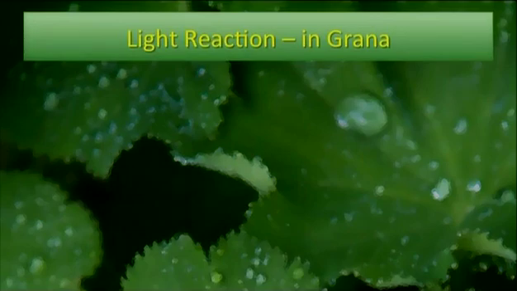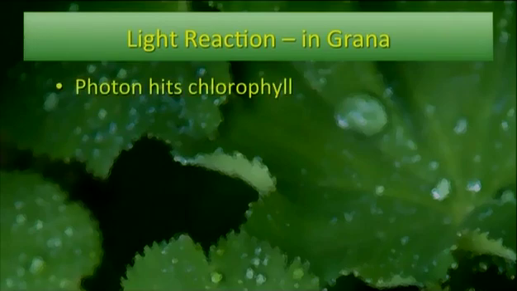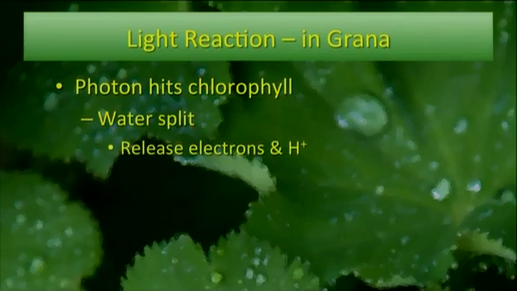Now the light reactions of photosynthesis happen in the grana of the chloroplast. Remember, the grana of the chloroplast is made of the thylakoid membranes, all stacked like coins. First of all, the photon hits the chlorophyll. Water is split. Water releases electrons and hydrogen ions, and also releases oxygen gas. So water is split, breaking it down into its component electrons, hydrogen ions, and oxygen.